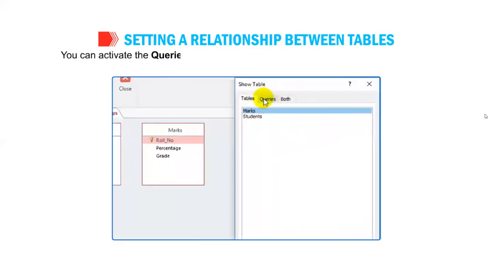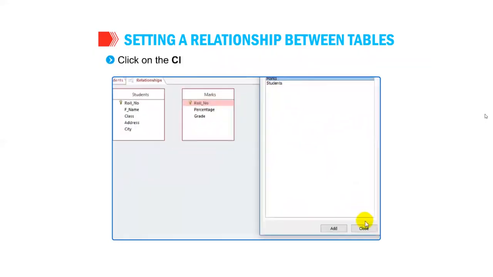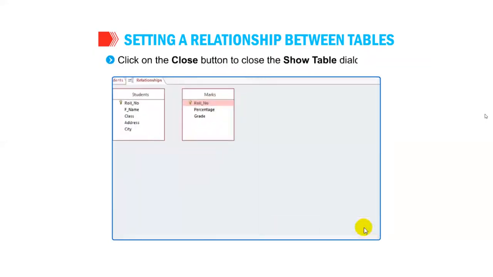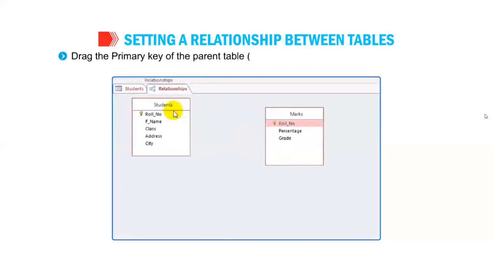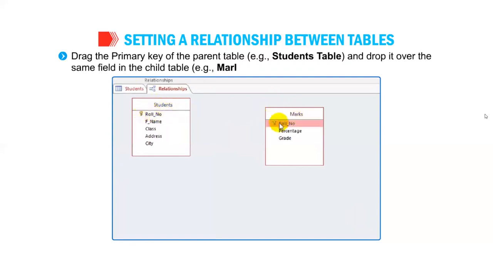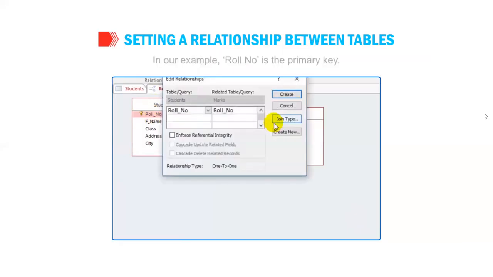You can activate the Queries tab if the relationship is based on the queries, or activate both tabs if the relationship is based on both tables and queries. Click on the Close button to close the Show Table dialog box. Drag the primary key of the parent table, for example the Students table, and drop it over the same field in the child table, for example the Marks table. In our example, roll number is the primary key.